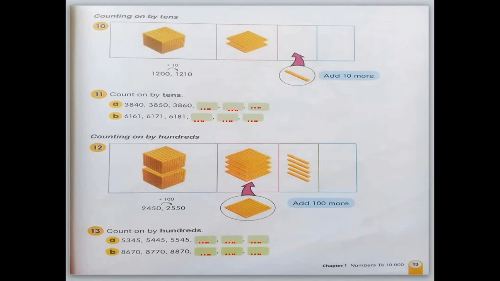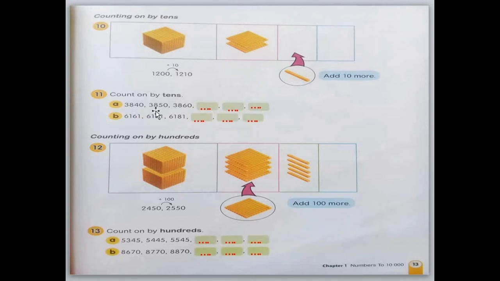Oh, now we go to the harder level. What is that? We need to count by tens. What is the meaning of counting by tens? You need to add 10 more. In this example, look at this question. 1,200, you add 10, and it's going to be 1,210. Now, let's go to question number 11.